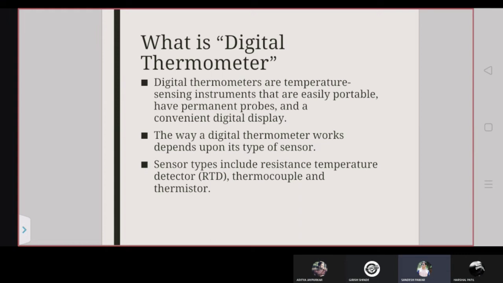Digital thermometers are temperature sensing instruments that are easily portable, have permanent probes, and a convenient digital display. The way a digital thermometer works depends upon its type of sensor. Sensor types include resistance temperature detector, that means RTD, thermocouple, and thermistor. Next slide.